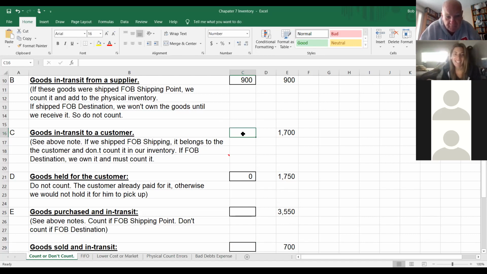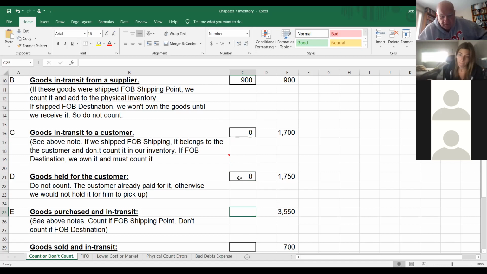We shipped it FOB shipping point. We shipped it, and the terms are FOB shipping point, so no, we don't count it. It's no longer in our possession. The $1,700. Make a little sense, Dominic? Yeah, I think so. It's a little tricky. The FOBs, yeah. You just do a few of these.